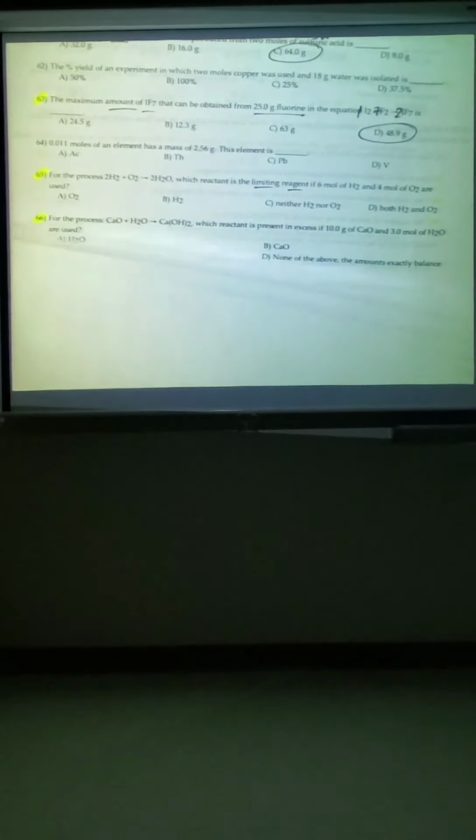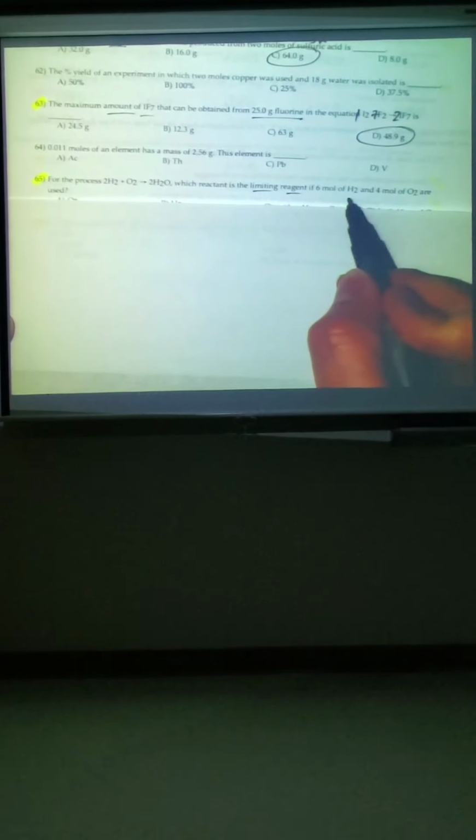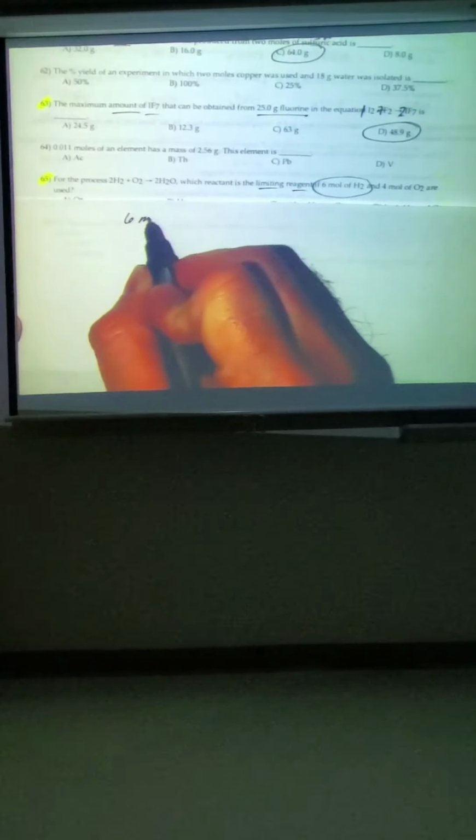Two on this page left, we have limiting reactant, so which one runs out first. In these kinds of problems, I just like to pick one and then solve for the other. You either have enough or you don't. So I'm going to pick the first one because it's first. If we have 6 moles of hydrogen gas, how many moles of O2 do we need? We have 4. Do we have enough?